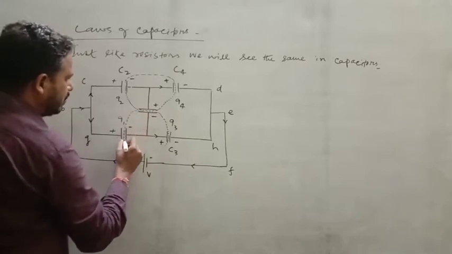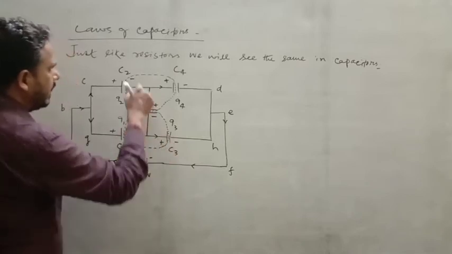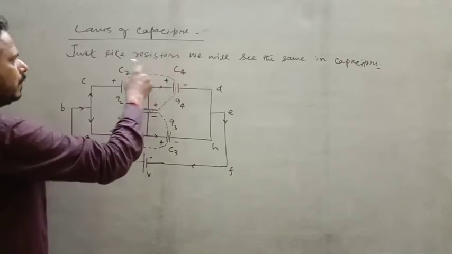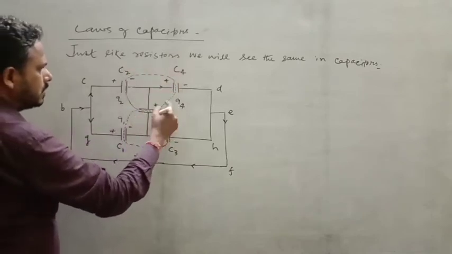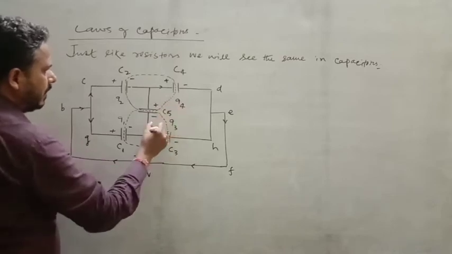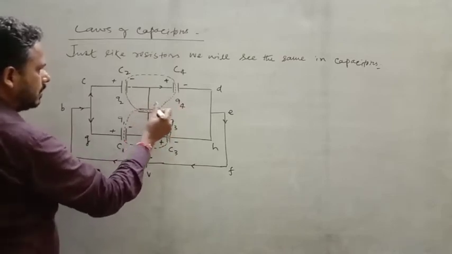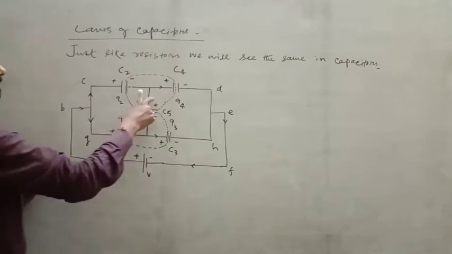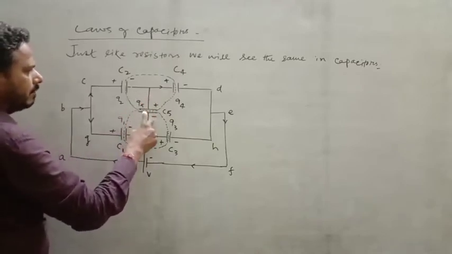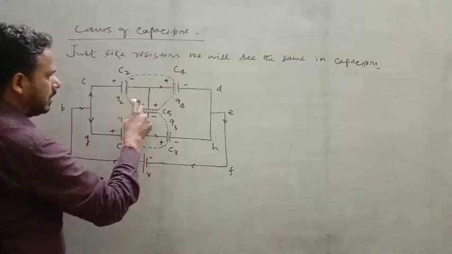Actually these three plates, like that. Here you are seeing C4, C2, C4, and this one is, suppose, C5. So charge will be there. How much will be there? Q5. Okay, so for this plate that would be positive and for this plate that would be negative.